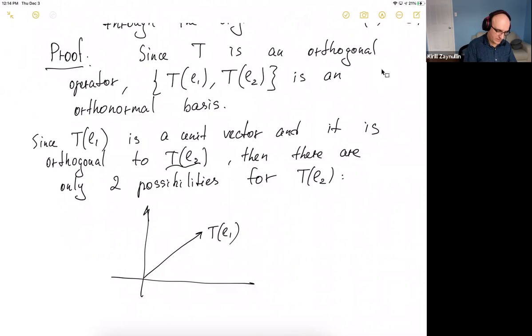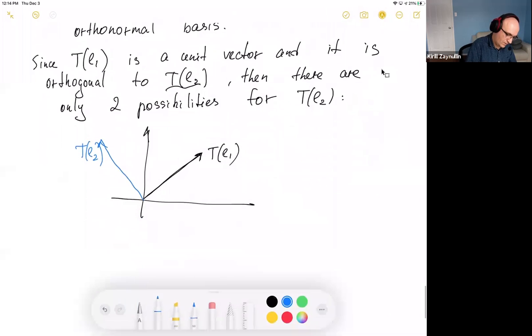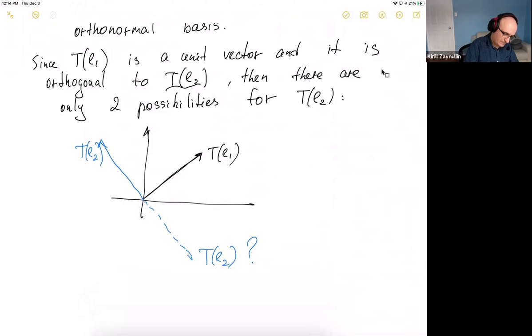Well, okay, so let's look at this case. T of E1, right? And for T of E2, it must also have length 1, so it's a unit vector as well. And it must be orthogonal to T of E1. So indeed, there are only two possibilities for that, either this one, T of E2, or this one, T of E2. There are no other options because it has to be on the plane, orthogonal to T of E1, and it must have length 1.